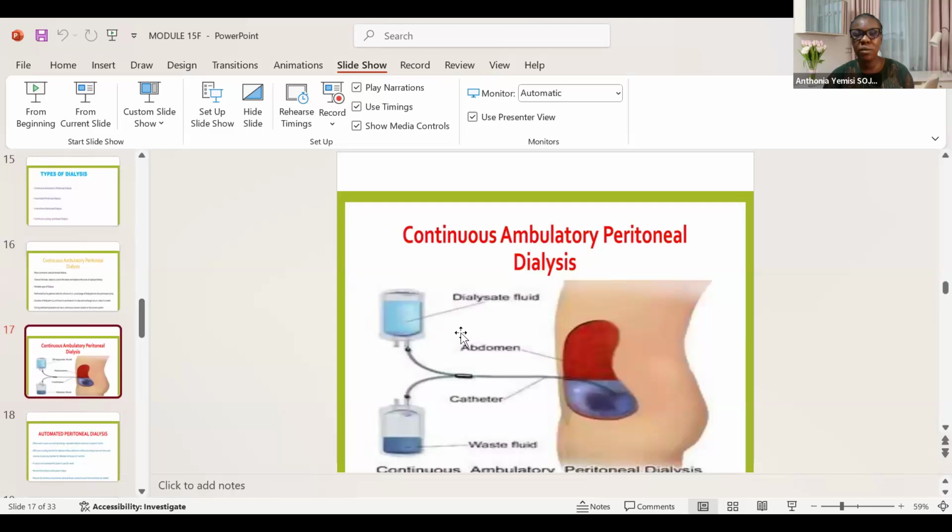So still on the peritoneal dialysis, this is still another one. You have the tube going into the patient's peritoneal cavity. You have the dialysate, which is the dialysis fluid that is run into the space. Then you wait a little, so that the waste products in the patient's system can drain into it. And after a number of hours of waiting, we call it the indwelling period, you then drain out the waste fluid.